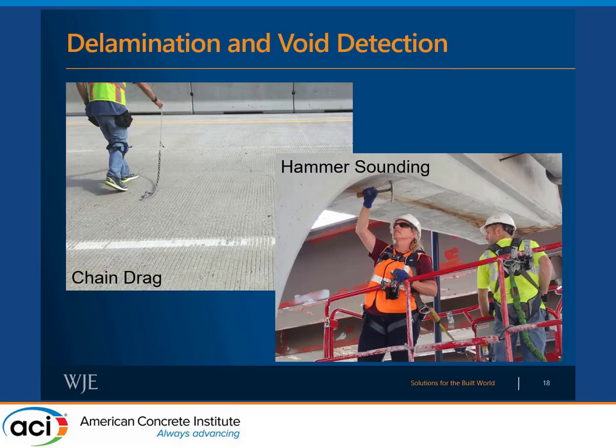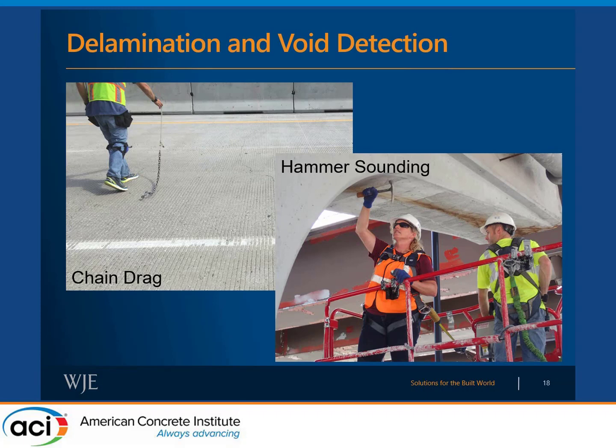So the most common methods of detecting delaminations and voids are either hammer sounding or chain dragging. Both of these are manual techniques, and so they require you to listen really intently. It took me a while to get my ears trained, but I can now hear delaminations, at least the surface delaminations. I can start hearing them deeper, but it takes some time to get your ears calibrated to hearing these particular features at times. And sometimes it's just difficult to hear altogether.